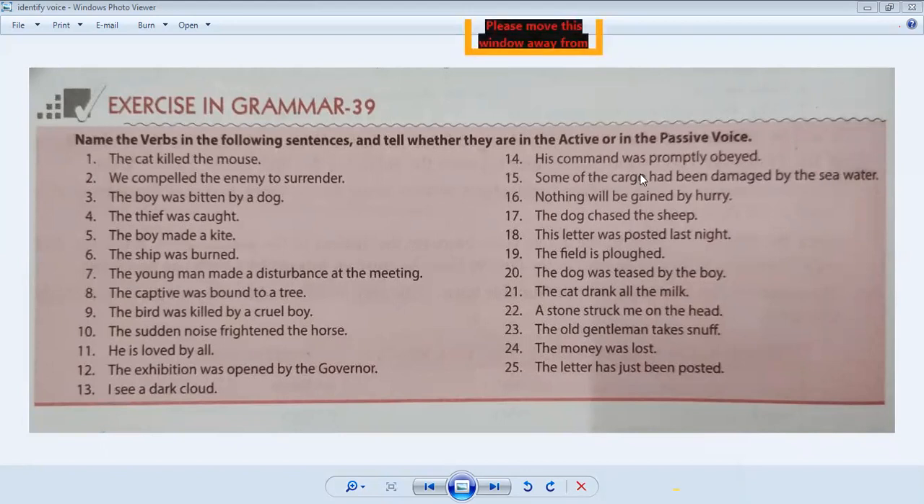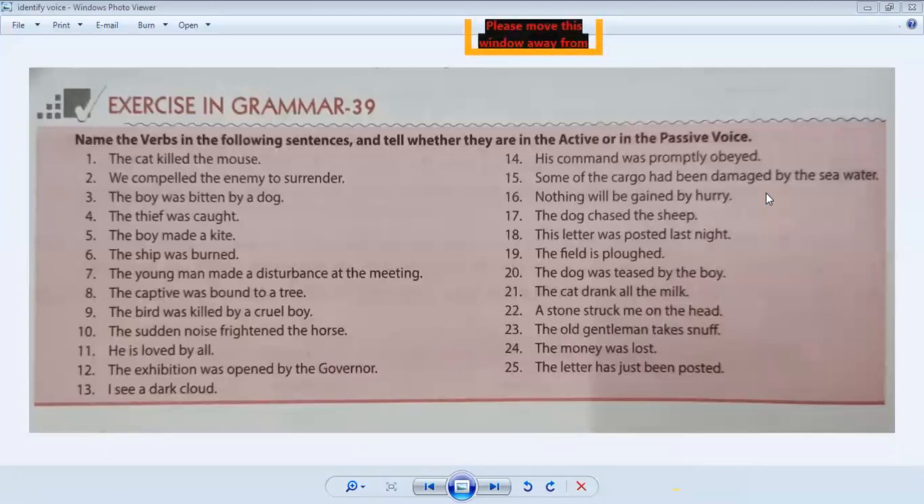14th one. His command was promptly obeyed by somebody. So, this is active. Sorry. Passive, sorry. Was promptly obeyed by somebody. This is passive voice. I'm sorry. 14th one is passive voice. 15th one. Some of the cargo had been damaged by the seawater. Again, by the seawater. This is passive voice.